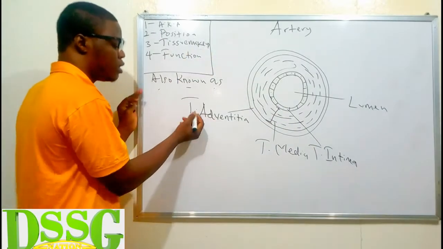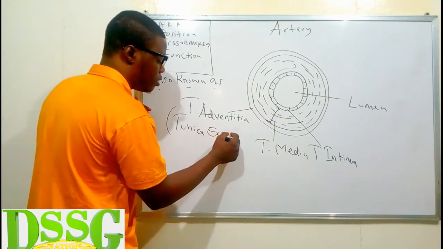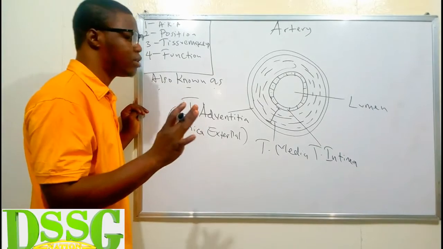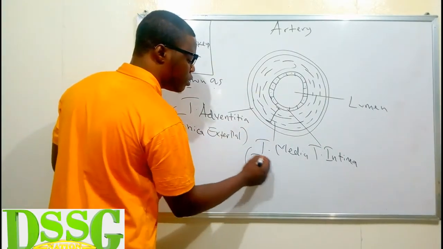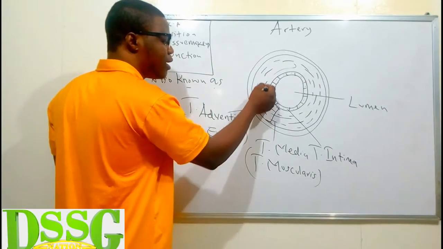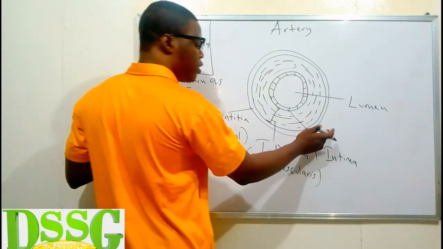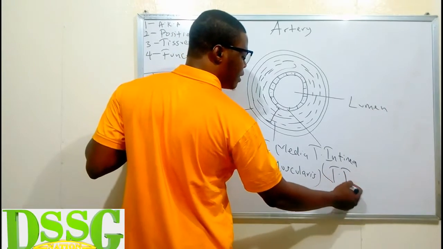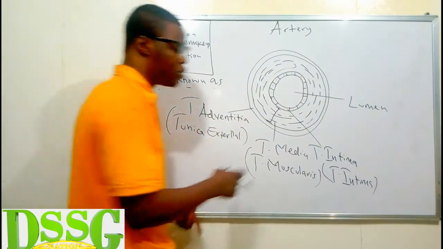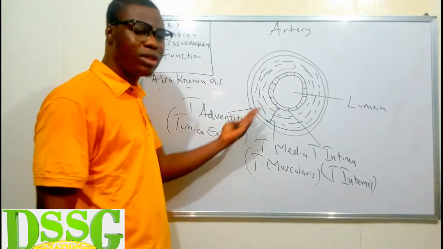Now, for the AKA, this Tunica adventitia is also called Tunica externa, like it is the external layer. In other words, they will add Tunica externalis. This Tunica media is called Tunica muscularis. Why? Because all these stria I'm talking about denote muscle tissues. That's why they call it Tunica muscularis. And the last one, the innermost layer, is the Tunica Intima. Sorry, Tunica Intima is the name, so you can also call it Tunica Interna, because it is the innermost layer of the blood vessels.